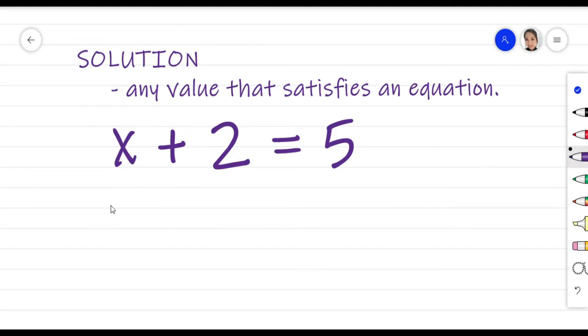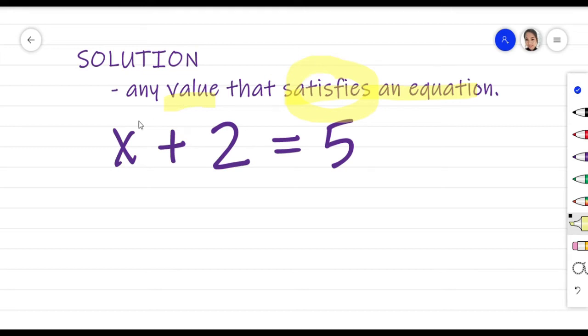So as a review, a solution is any value that satisfies an equation. Again, it is a value that satisfies an equation. So we know that an equation must have an equal sign. So, class, x plus 2 equals 5 is an equation. I will show later how a solution satisfies an equation.